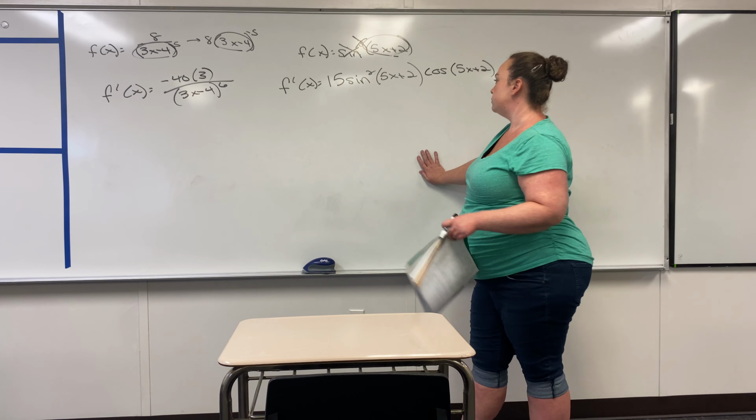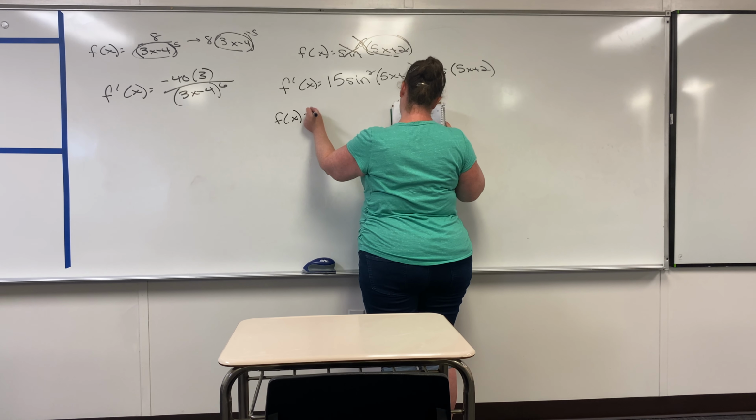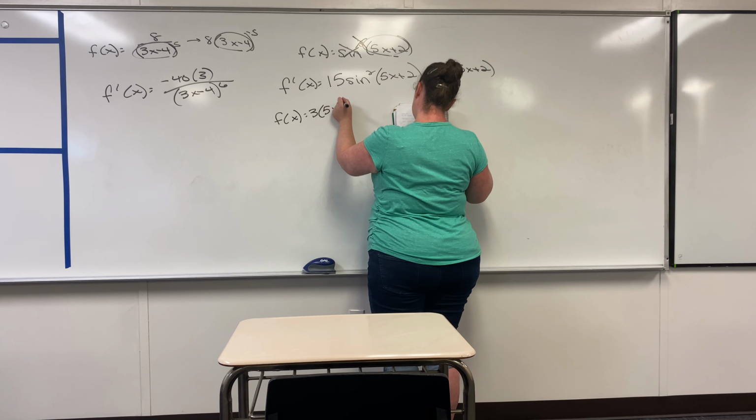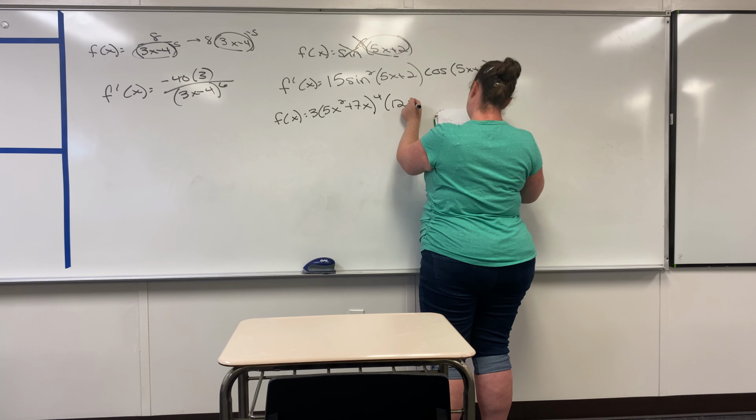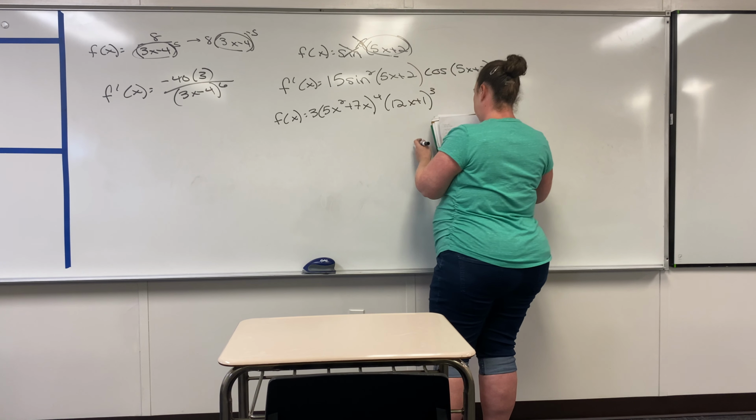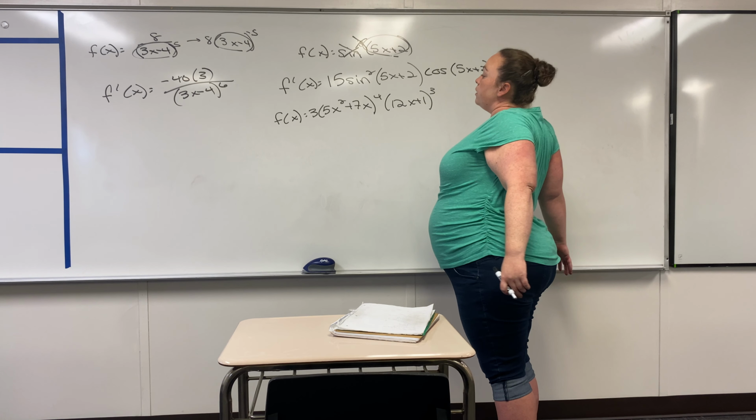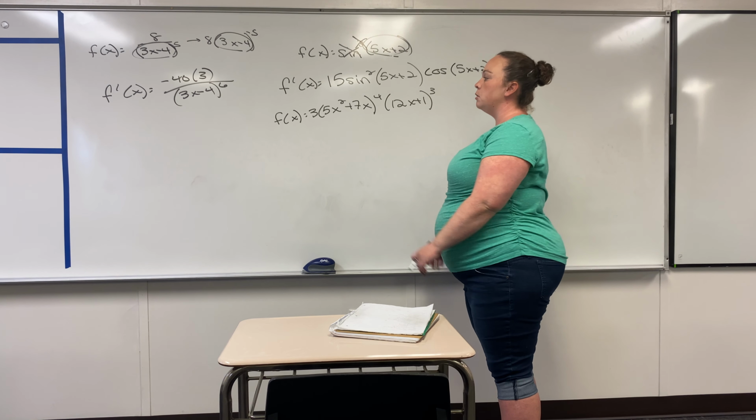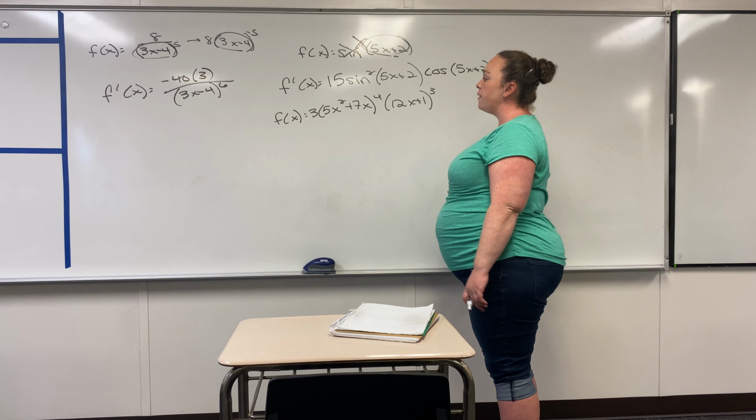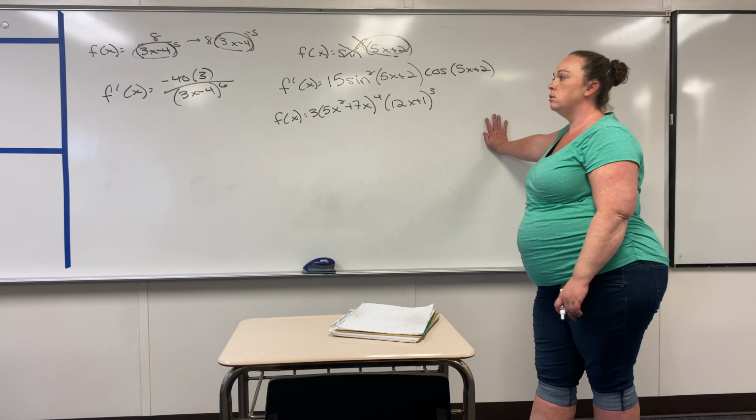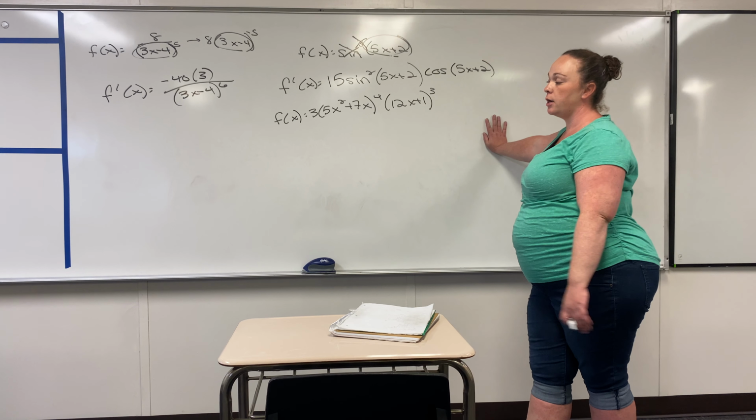Okay, next one. So here you have these 2 functions that are next to each other, and you have that random 3 in front. Fine. It's a product. You have to do product rule. Okay, so then you do product rule. Again, please don't try and hit them both separately.